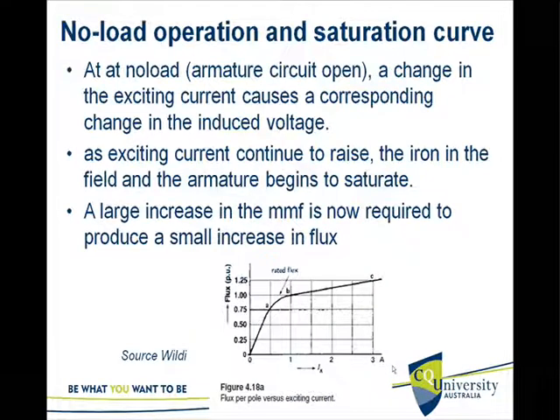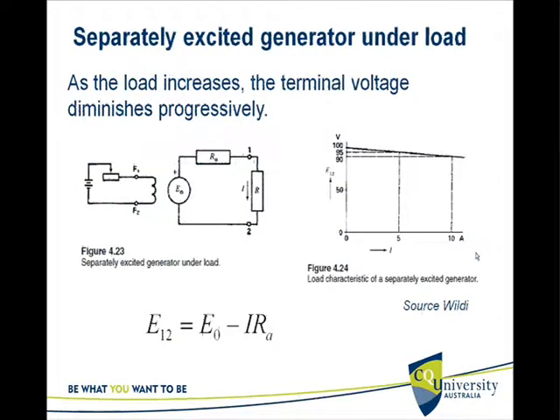When you increase the exciting current, as the exciting current continues to rise, the iron in the field and the armature begins to saturate. So as you increase the field current, the magnetic circuit inside can become saturated. So a large increase in the magnetic MMF is now required to produce a small increase in flux. So that is the effect of saturation.